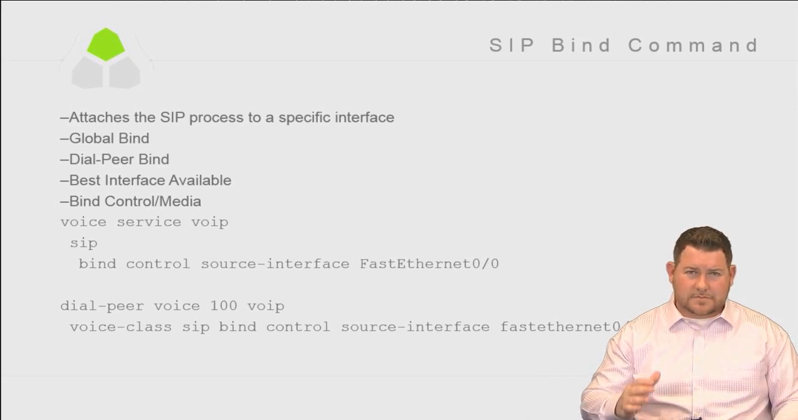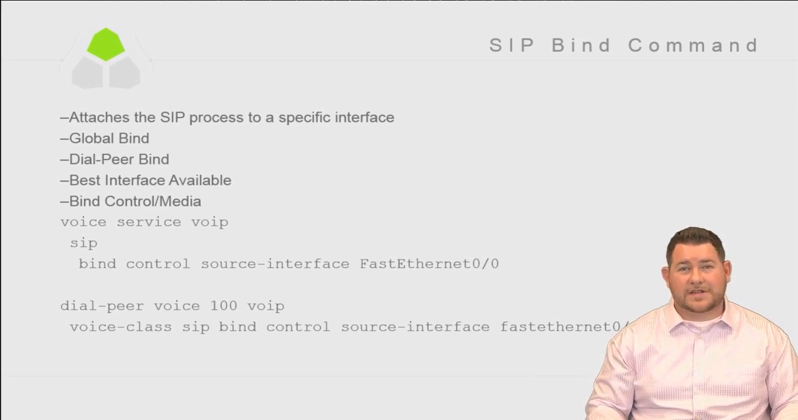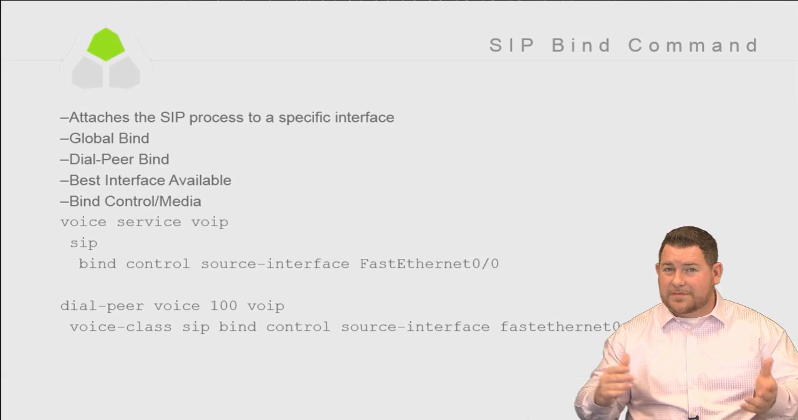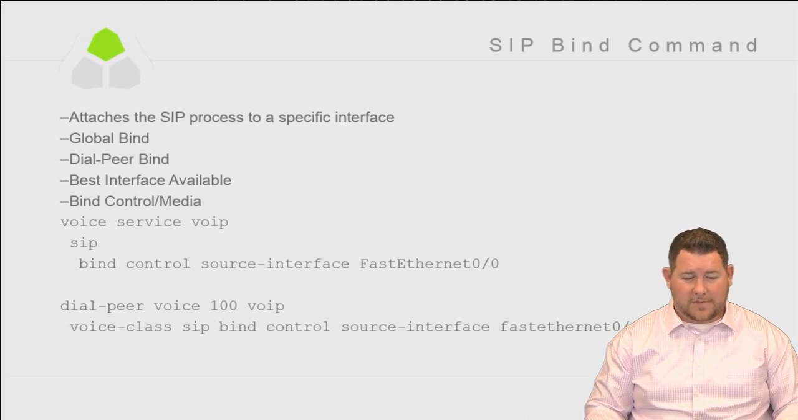And also, if you wanted to go to the PSTN, you could have that specifically bound to another interface on the router. So it doesn't have to be the same interface for everything. Globally, of course, you have no choice. That's the same interface. You can apply a global command, but then you can also get more specific and apply a dial peer command. And of course, the dial peer command at that point will take precedence over the global command.